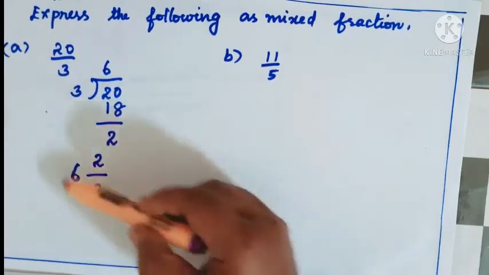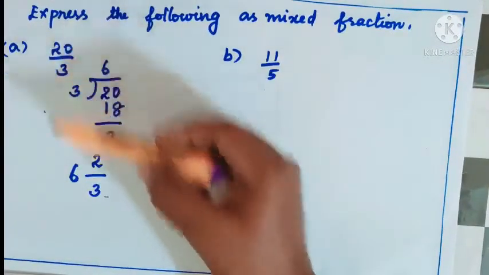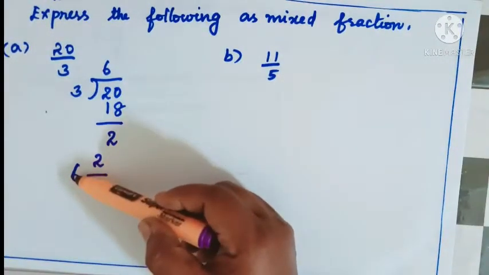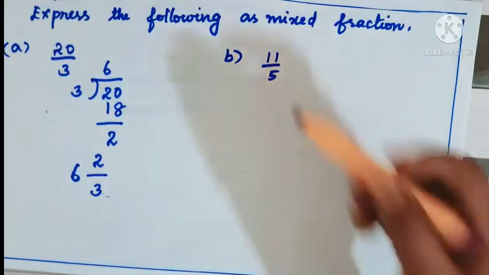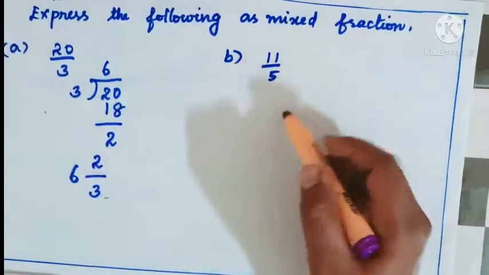Again, if you multiply this back, you should get this answer. See here, 3 sixes are 18, 18 plus 2 is 20. 20 by 3. Yes. Once again, shall we do this? Then you will easily understand.